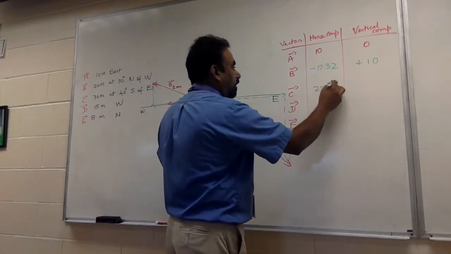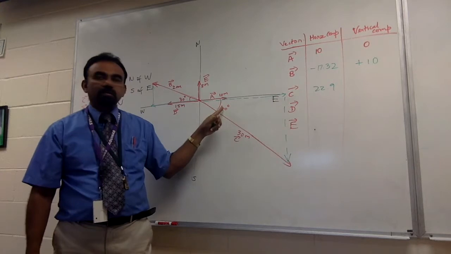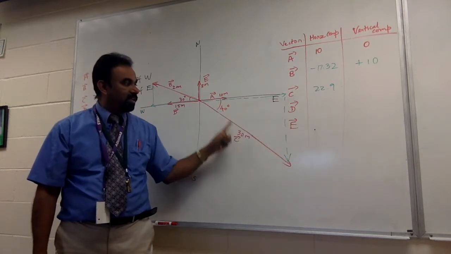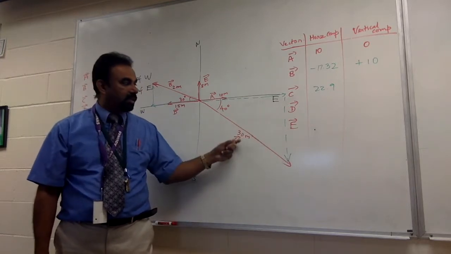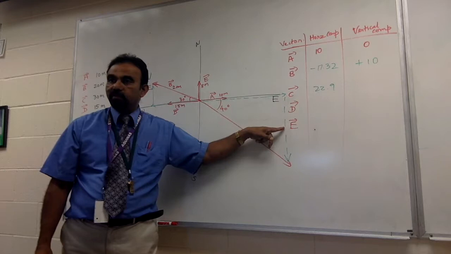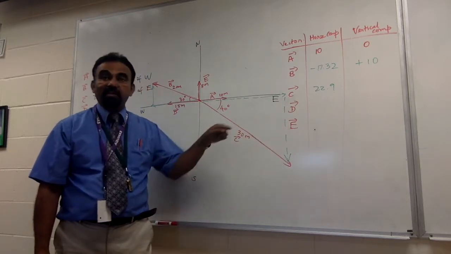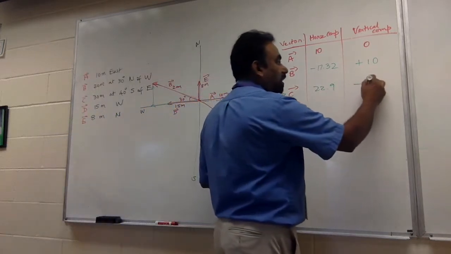So 22.9 positive. What is this component? It will be the sine component because you're looking for the opposite one. So what is 30 sine 40? 19.3. Positive, negative? Negative because it's going down. Okay? So negative 19.3.